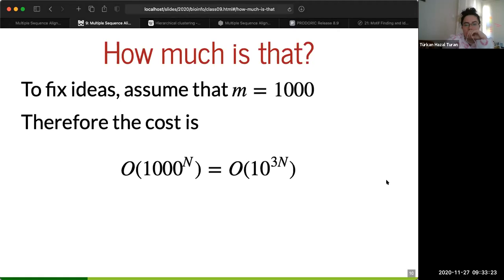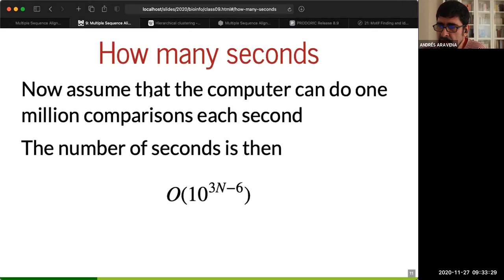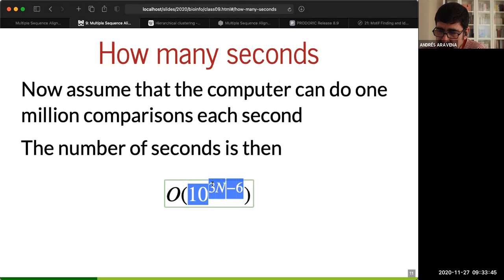Then, how many seconds is that? Essentially, if we can make 1 million comparisons every second, we have to divide this number by 1 million. And 10 to the power of 3n divided by 1 million is the same as 10 to the power of 3n minus 6. This minus 6 is in the exponent. It is 10 to the power of 3n divided by 10 to the power of 6. When you divide, the exponents are subtracted.